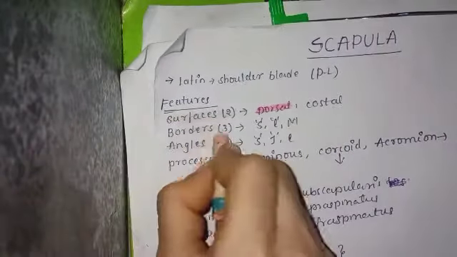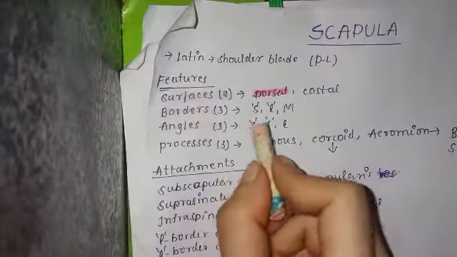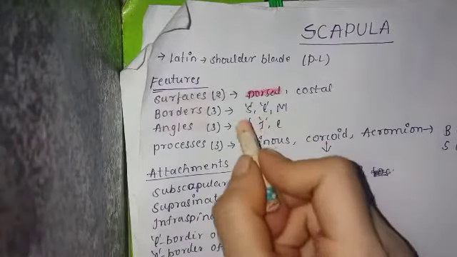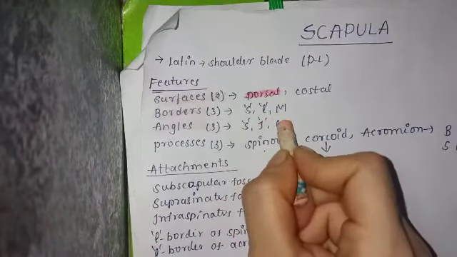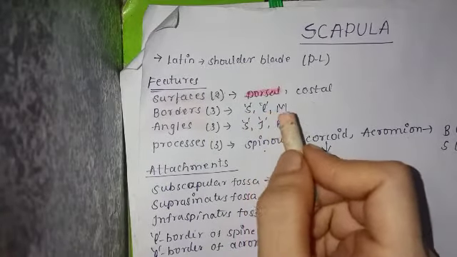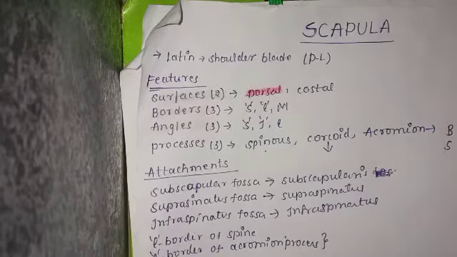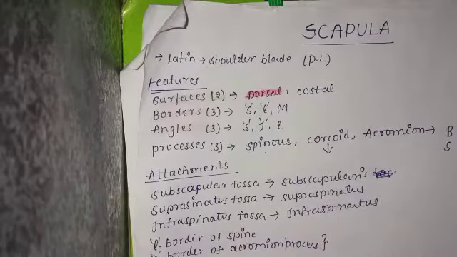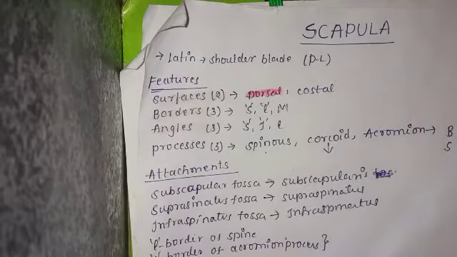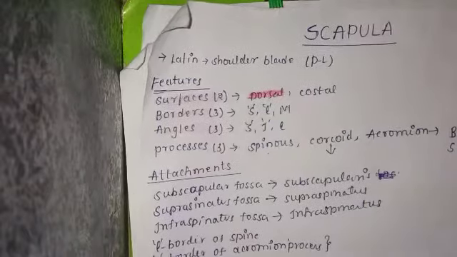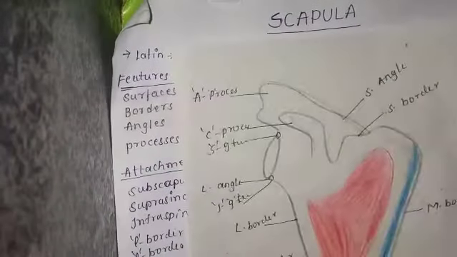And now angles. As we already know, we have superior, inferior and lateral angles. Now at the superior angle we can see the attachment of the trapezius muscle, means this trapezius muscle covers the superior angle of the scapula. At the inferior angle of the scapula we can see the latissimus dorsi muscle.